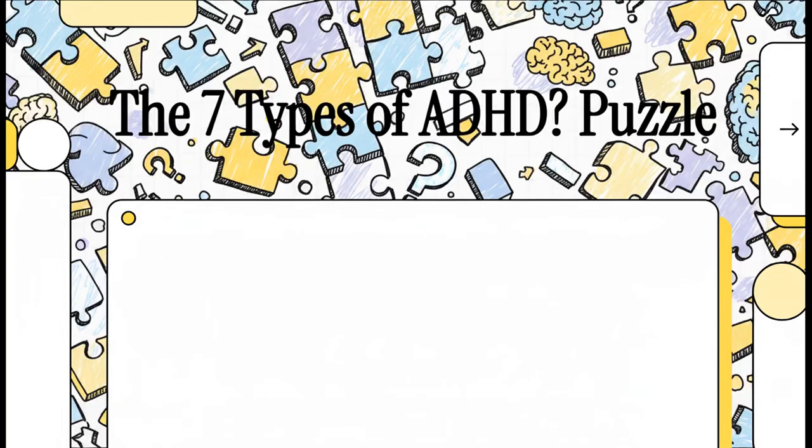All right, so you've probably seen those graphics online, right? The ones that try to boil down something super complex into a simple, neat little picture. Well, today, we're diving into one of those. This one claims to show us the 7 types of ADHD. But here's the fun part. It's also a visual puzzle. Let's see if we can crack it together.